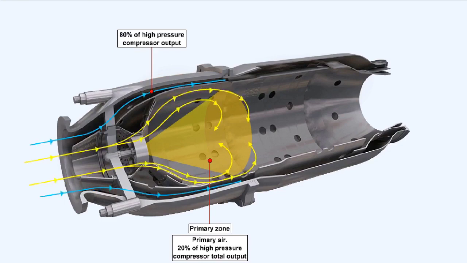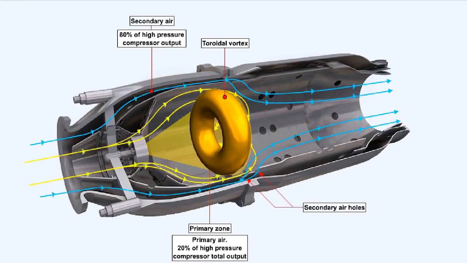The remaining 80% of the output of the high-pressure compressor, air which has not been directed through the snout, goes into the space between the flame tube and the air casing. Some of this remaining air, approximately another 20% of the output of the high-pressure compressor, is allowed into the flame tube through secondary air holes. This air is called secondary air, and it reacts with the primary air, which is flowing through the swirl vanes, to form a toroidal vortex. The toroidal vortex stabilizes and anchors the flame, and prevents it being moved through the flame tube away from the fuel nozzle area.